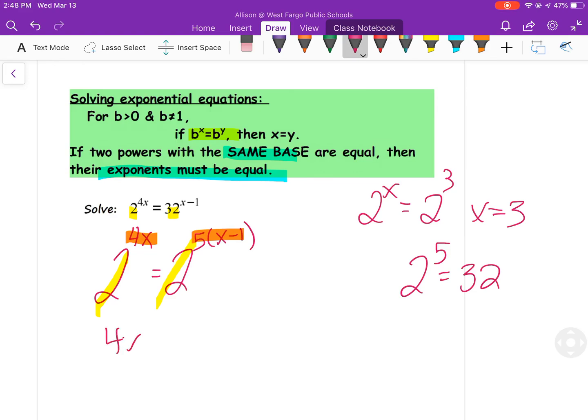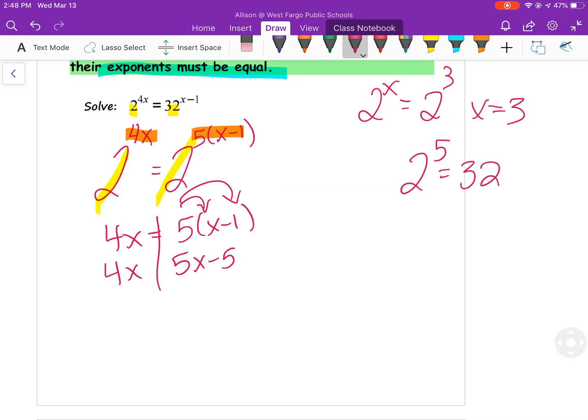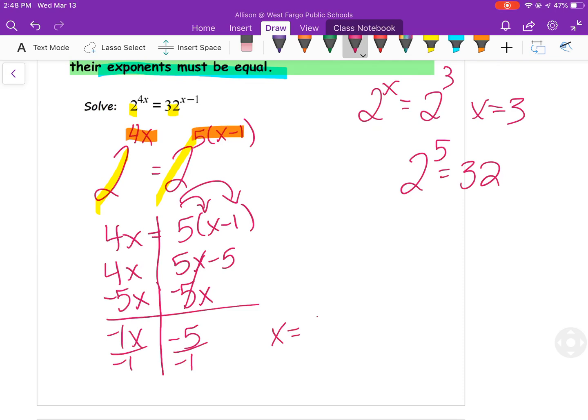So then if 4x equals 5 times x minus 1, I do need to be careful that I remember to take that exponent of 5 to both, so I have to use my distributive property. So I have 4x equals 5x minus 5, and I need all my x's on one side, so I'm going to start by just subtracting 5x on both sides, and it's going to give me a negative 1x equals a negative 5. Divide by negative 1, I get x equals 5.